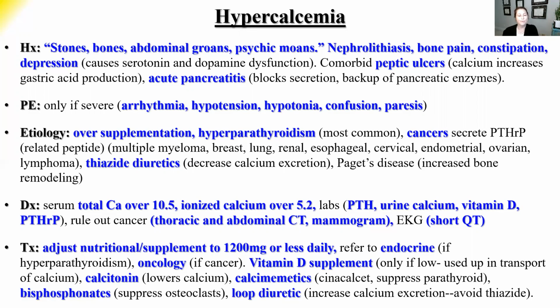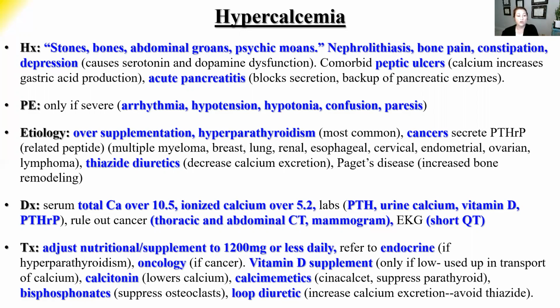Hyperparathyroidism is the most common internal etiology, so not a supplement that they're taking. Some cancers can also secrete parathyroid hormone-related peptide, and this can be things like multiple myeloma, breast cancers, lung cancers, renal, esophageal, cervical, endometrial, ovarian, and lymphomas. So they can cause this parathyroid-like syndrome where the body starts chewing up the calcium out of the bones and releasing it into the bloodstream.